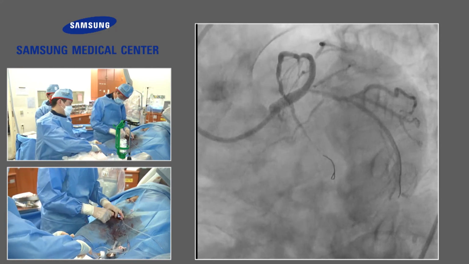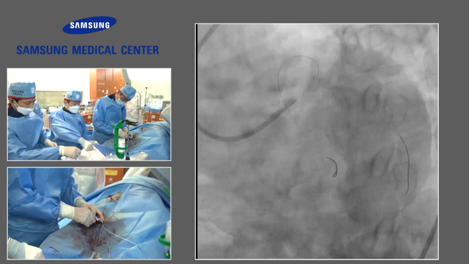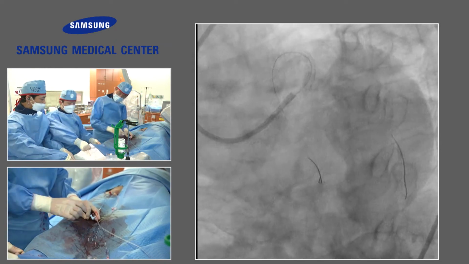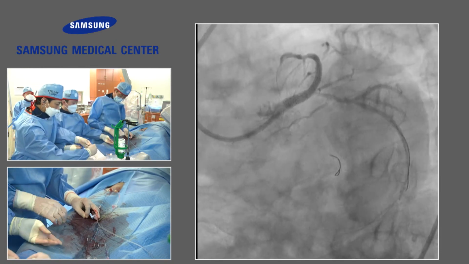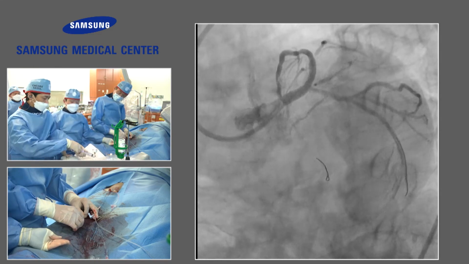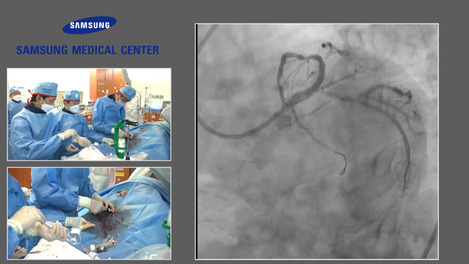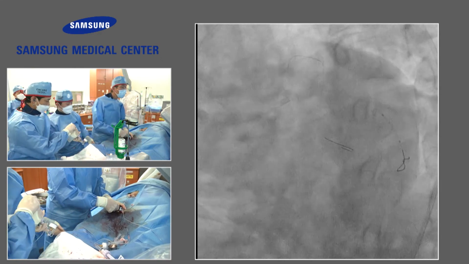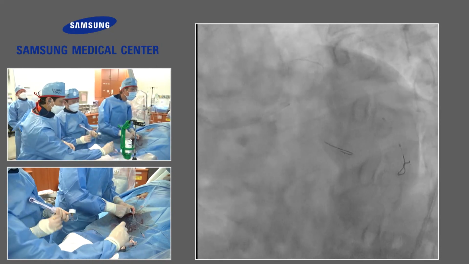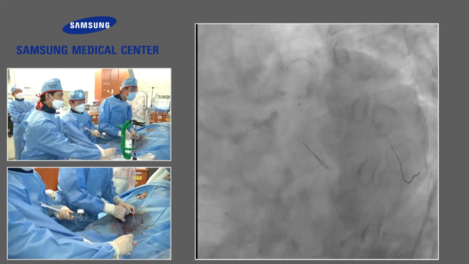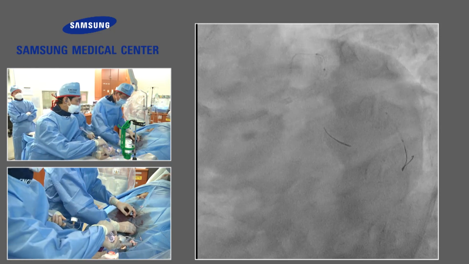It is very important to find the projection angle that avoids overlap between left main and circ ostium. Otherwise, we can lose the coverage of the circ ostium. Okay. Ready, start the balloon. Okay, there. Then pull out the stent.